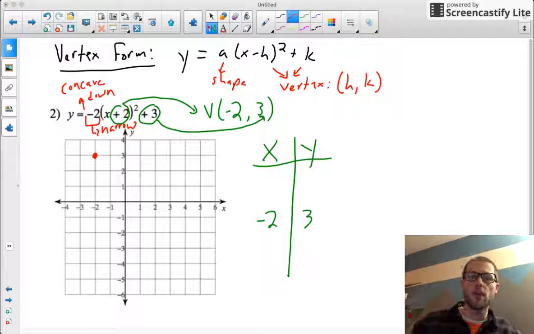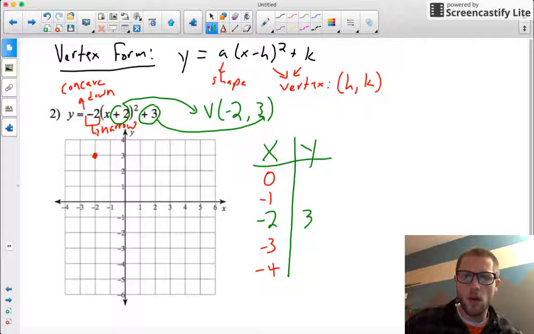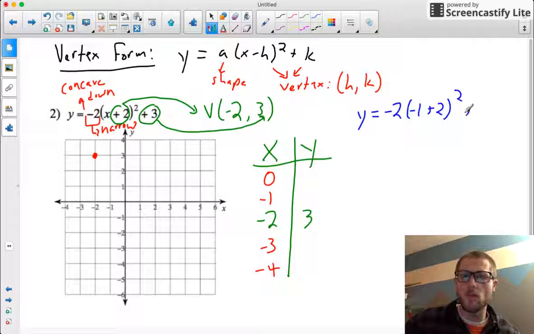All right, and then the next step is to fill out my x values with a couple of points on either side of -2. So I can go in this direction, -1, 0, and in this direction, -3, -4. So I'm just going to find out these y values by plugging in these x values and solving for y. Hopefully I'll get this equation written down correctly. Let's plug in -1 first. Y equals -2 times (-1 plus 2) squared plus 3.